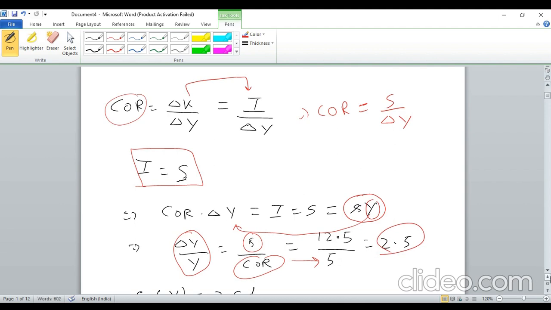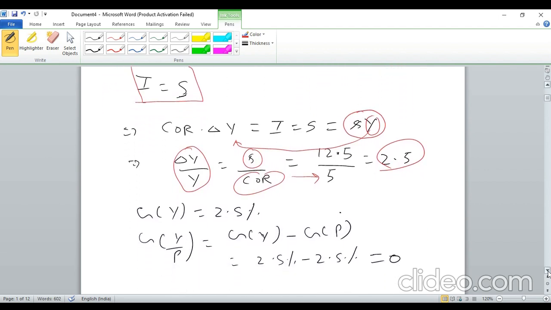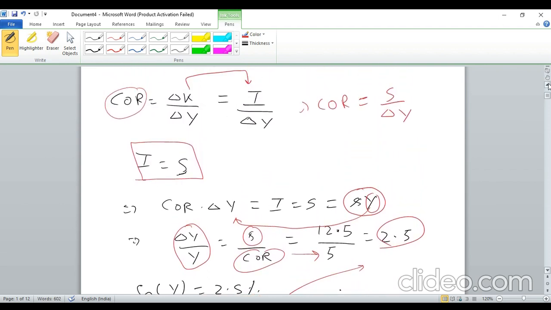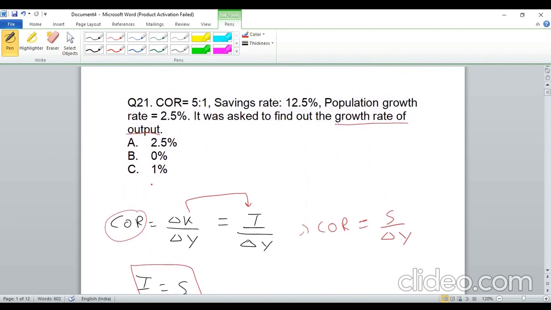But if it was asked to find out the per capita growth rate, then what we can do is, GY, the growth rate of output, we already know now, that is equal to 2.5 percentage. Per capita growth rate, what will it be? It will be GY minus GP. So GY we already know, that is 2.5, and GP, the growth rate of population, they gave us as 2.5. So then the answer will be 0. That is the per capita growth rate of output will be 0. Now guys, you decide what was asked, because I'm not able to remember accurately what was asked. But if it was asked the growth rate of output only, then the answer would be 2.5. But if it was the per capita growth rate of output, then the answer would be 0. But I hope the concept is clear.